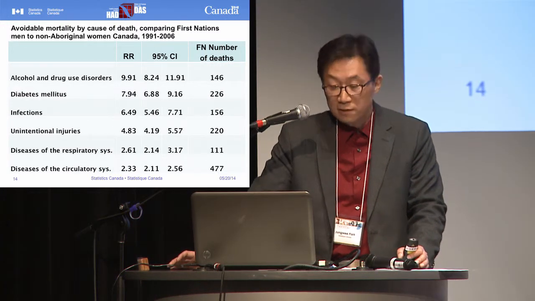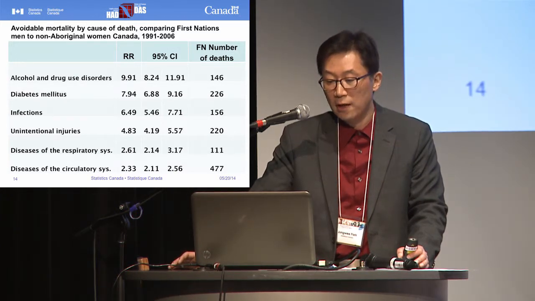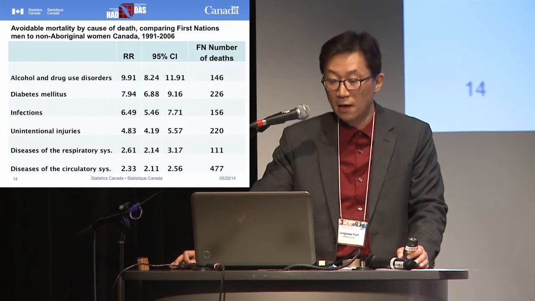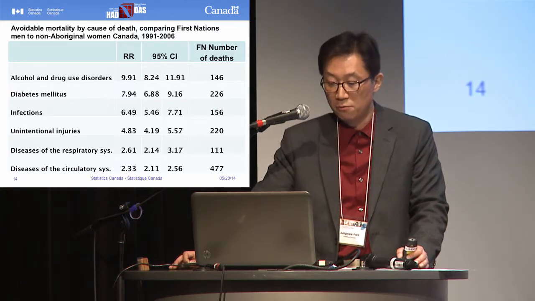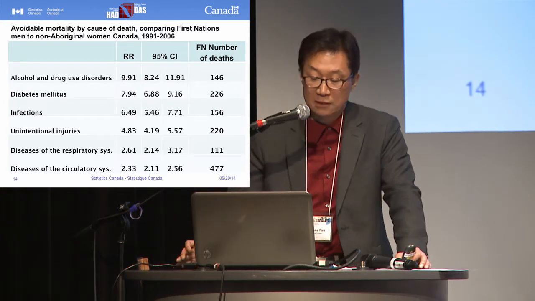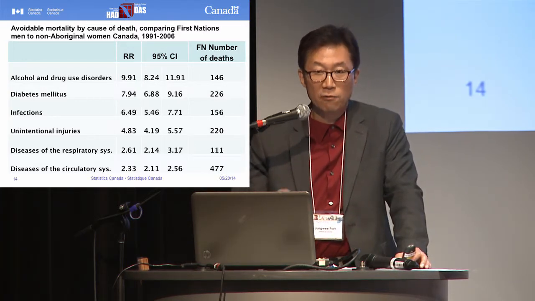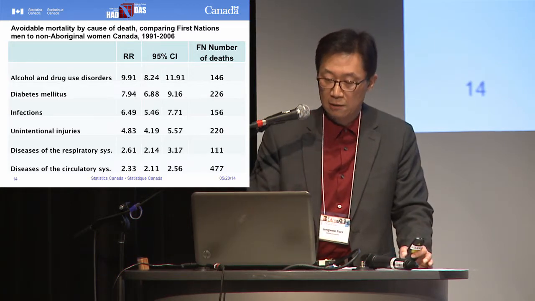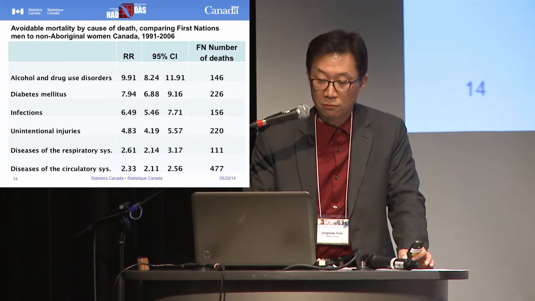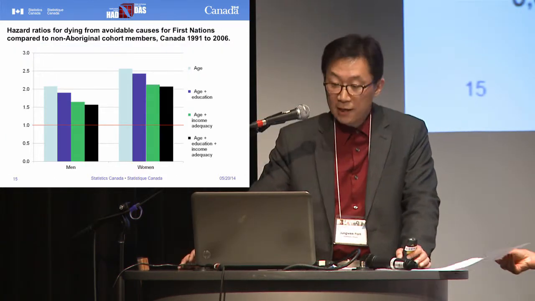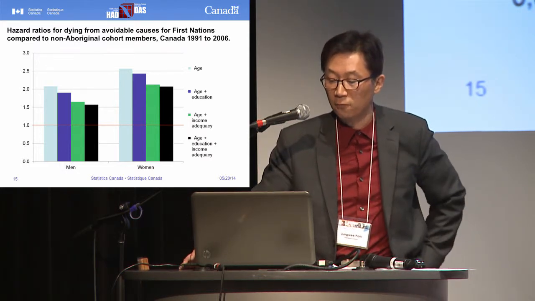And quite similar, slightly different, is the case for women. Alcohol and drug use disorders are still big there, and diabetes, infections, and unintentional injuries, and disease of the respiratory system and disease of the circulatory system. So those are the causes of death. We found huge differences in avoidable deaths between the two population groups. And next one is the hazard ratio of dying from avoidable causes for First Nations.